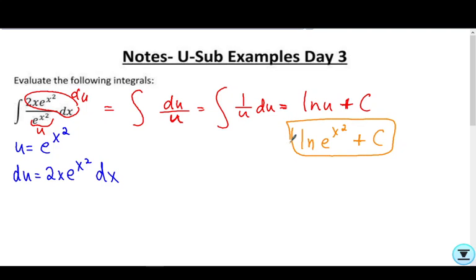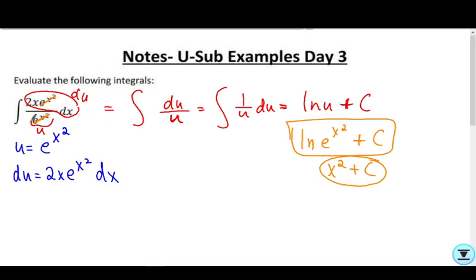Now, technically we're not done simplifying. If you remember your logarithm properties, ln and e are inverses, so you're just left with x squared plus c. And that's actually your final answer. If you had looked at it at the beginning, you would have seen that e to the x squared divides out with e to the x squared, which just leaves you with 2x.